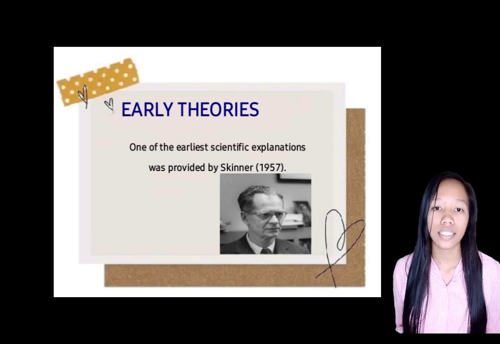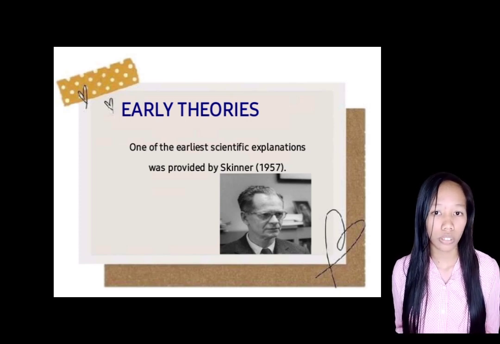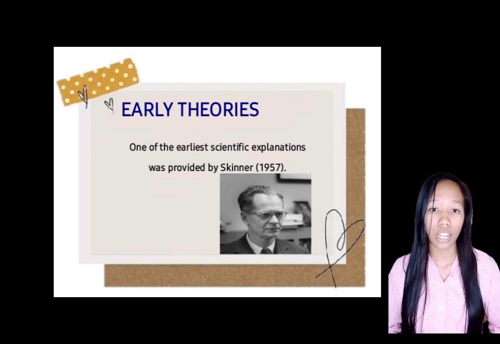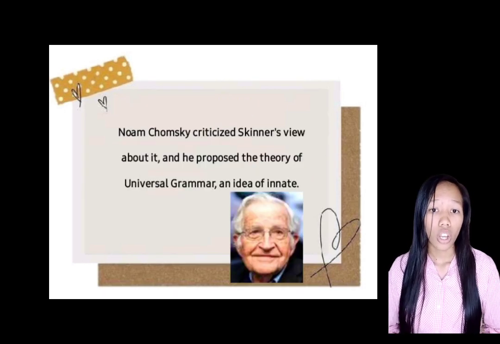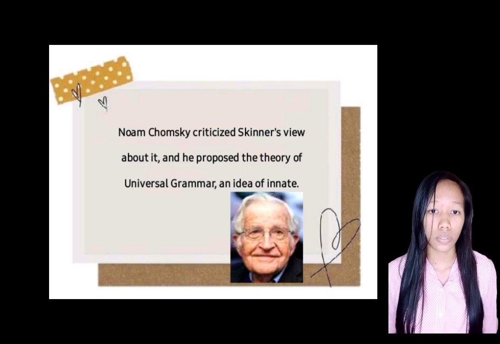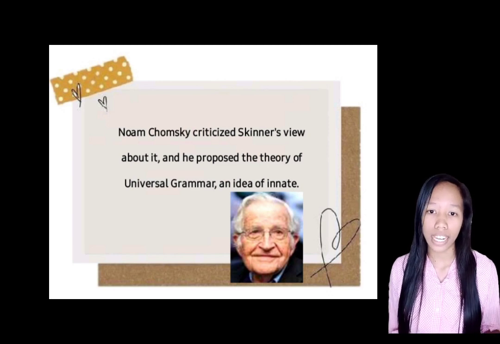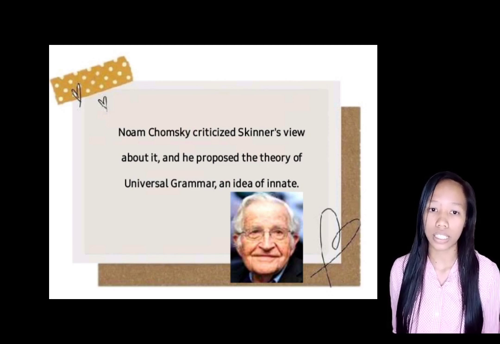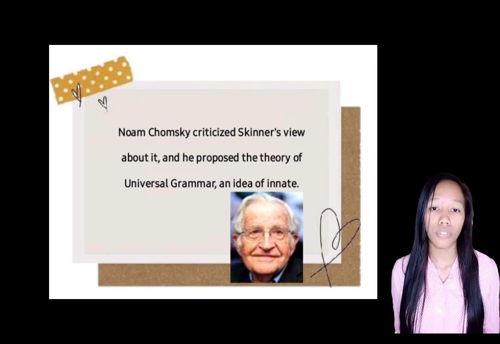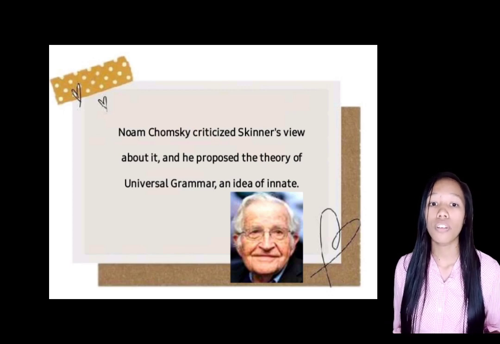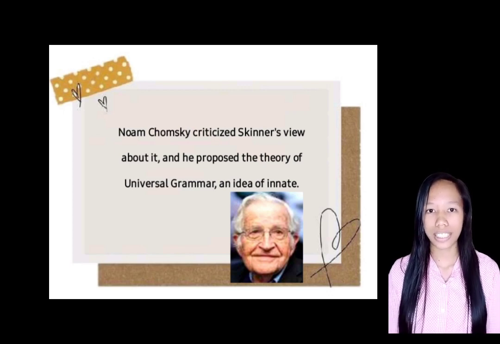So one of the earliest scientific explanations of language acquisition was provided by Skinner in 1957. So as one of the pioneers of behaviorism, he accounted for language development by means of environmental influence. And then later on, Noam Chomsky criticized Skinner's view about it, and he proposed the theory of universal grammar, an idea of innate or biological grammatical categories, such as a noun category and a verb category, that facilitate the entire language development in children and the overall language processing in adults.